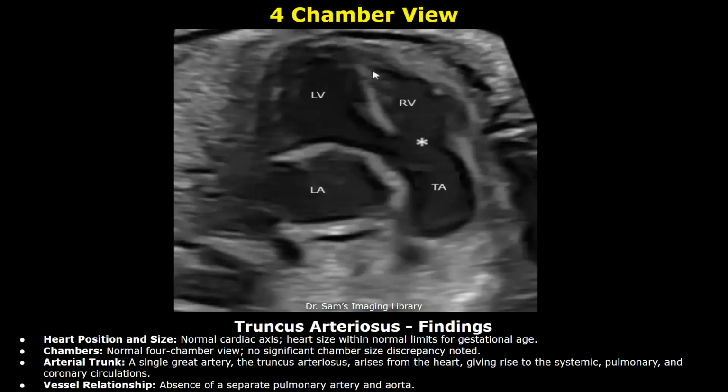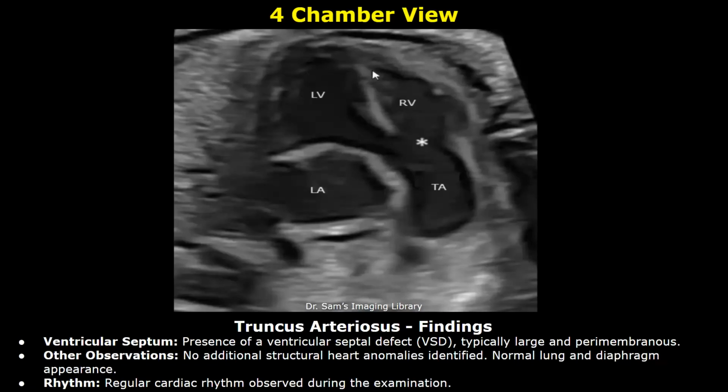Arterial trunk: a single great artery, the Truncus Arteriosus, arises from the heart, giving rise to the systemic, pulmonary and coronary circulations. Vessel relationship: absence of separate pulmonary artery and aorta. Ventricular septum: presence of a ventricular septal defect, typically large and perimembranous.